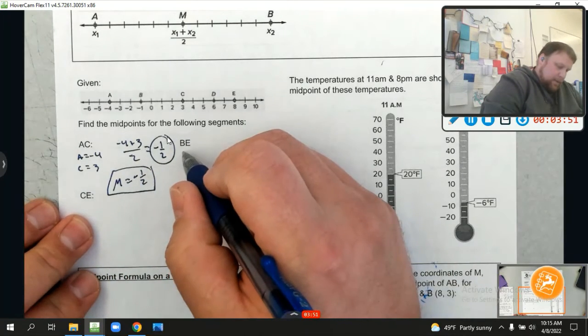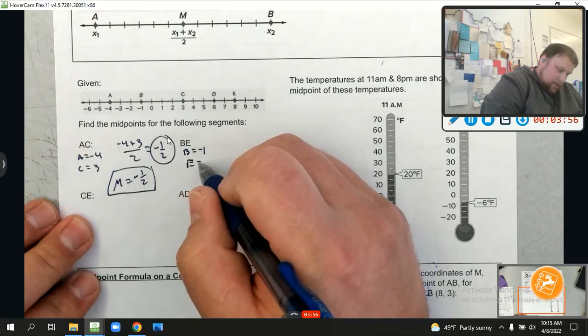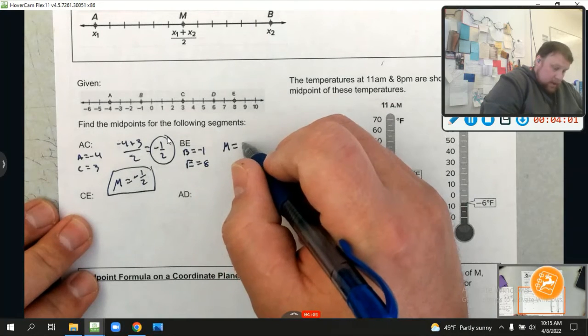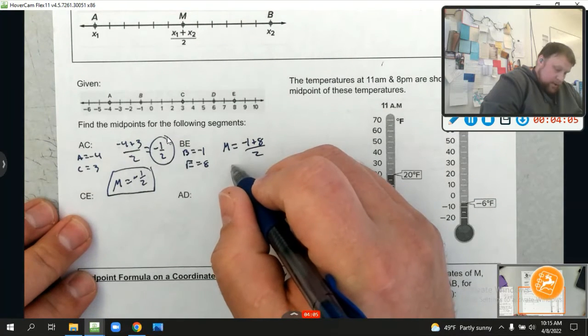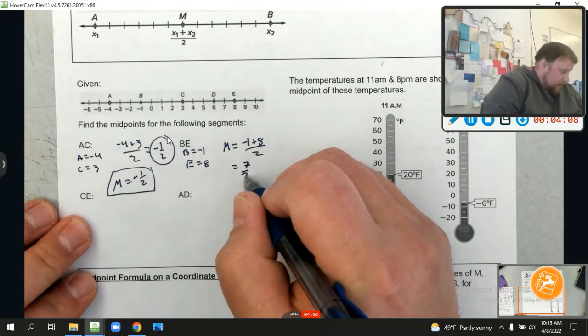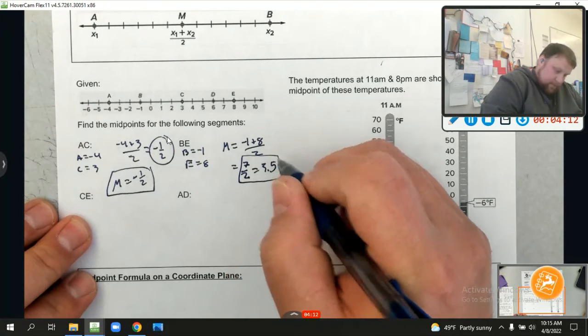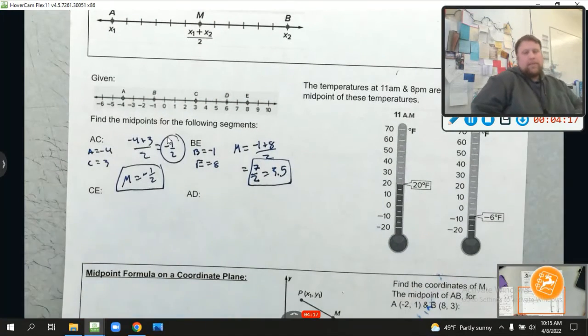How about for BE? We got B equals negative 1, E equals 8. So our midpoint is going to equal negative 1 plus 8 over 2, which equals 7/2. Or 3.5, either one. For CE, why don't you take a minute, pause me, try to do CE and AD on your own. All right, after that pause break, let's do this.